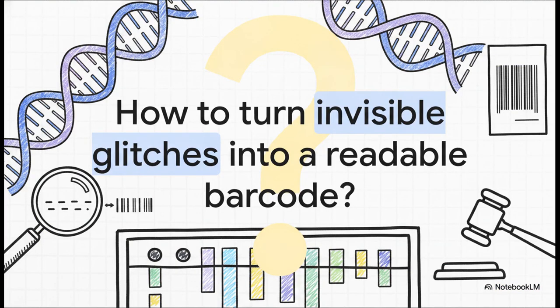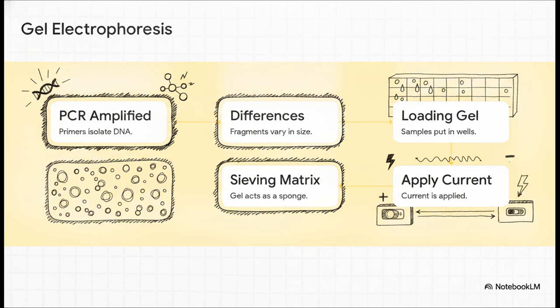We know the repeats are there, and we know everyone has different lengths. But how on earth do we turn these invisible microscopic glitches into a readable visual barcode that you can actually present to a jury in a courtroom? Well, scientists use a truly fascinating laboratory technique called gel electrophoresis. Here is the sheer genius of this process. Scientists don't bother testing your whole genome.